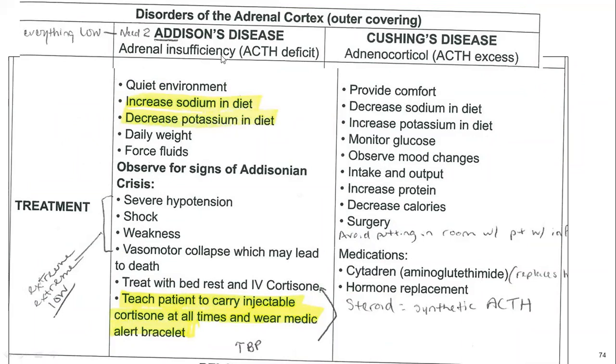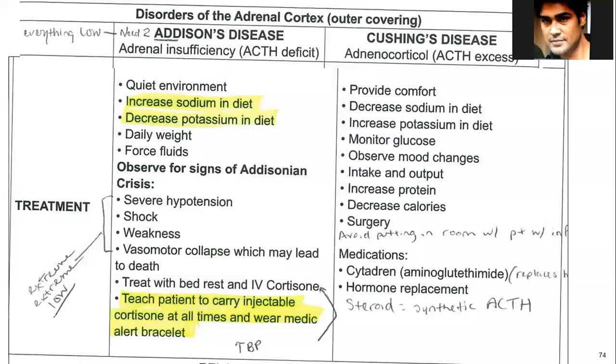In Addison disease, they need a quiet environment. They need increased sodium in the diet because the sodium level goes down. Decrease the potassium because the potassium level goes up. Also, we have to monitor everyday body weight. Observe for the signs of Addisonian crisis. What is Addisonian crisis? Severe hypotension. What leads to shock? And if you do not treat, the shock patient will die.